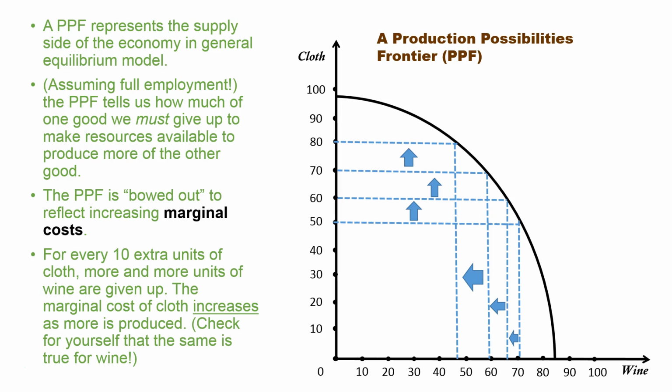Now you can see that the production possibility frontier is kind of symmetric, so you could do exactly the same reasoning going in the opposite direction. You could ask, how much does it cost in terms of cloth given up to get extra units of wine? And you can easily see that the opportunity cost of wine is going up. In other words, its marginal cost is rising.